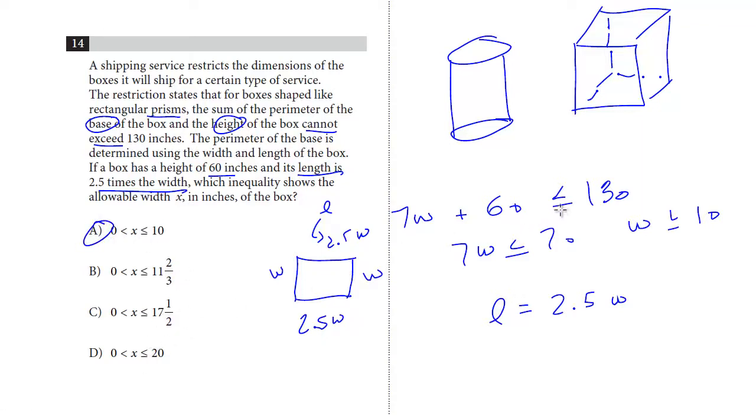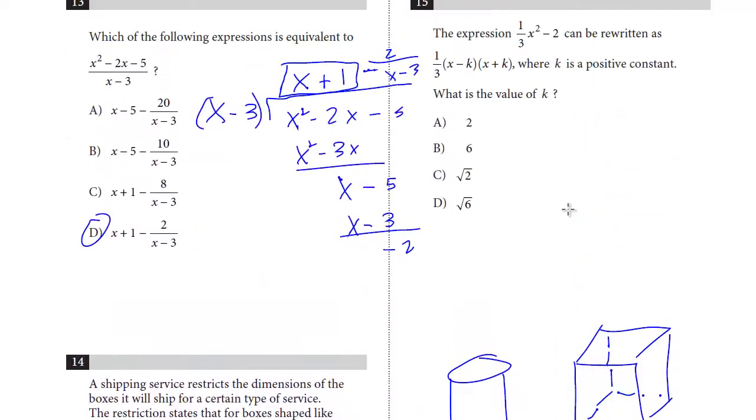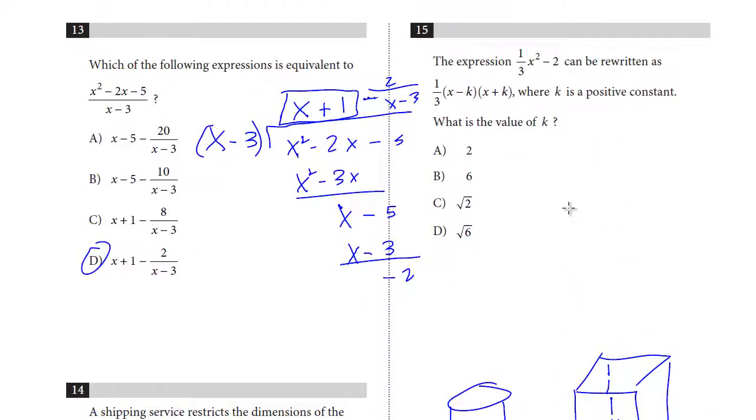It's A. All right, last question before the grid ends, number 15. The expression can be written as this, where k is a positive constant. What's the value of k?